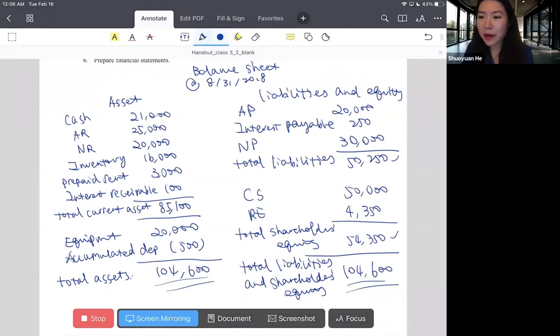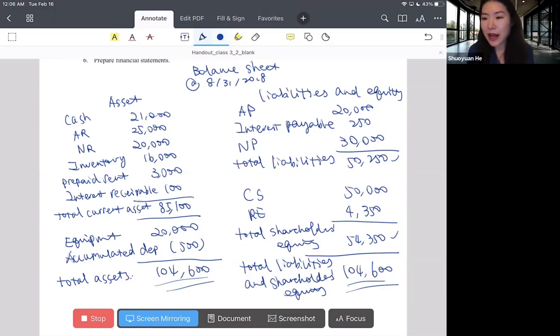So we just talked about how to make the balance sheet and income statement. There are two other statements, the statement of cash flow and the statement of shareholders' equity. For those two, you can just look at them on your own. Those are not the emphasis for this chapter.